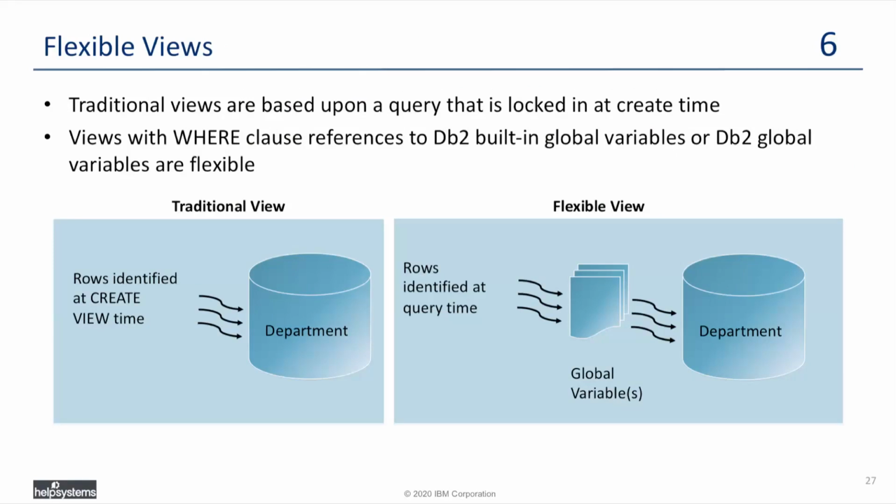But what if I have situations where I want flexibility of which rows return? If you don't use a flexible view, you have to create n number of traditional views with different where clauses. So a flexible view is possible if we utilize DB2 global variables. And a global variable will determine which rows get found when the view is queried. That's how it's flexible.